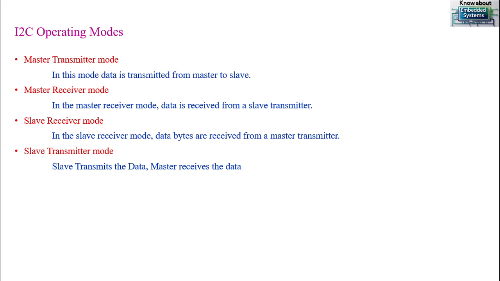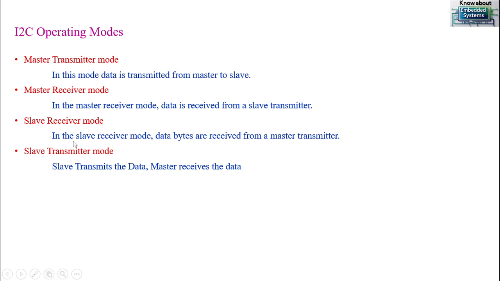So what are the I2C operating modes? Very simple modes are there, very straightforward. In I2C, we can configure I2C in 4 different operating modes. I2C as a master transmission mode. In the master transmission mode, master will transmit data to slave. Then master receive mode. Master receive mode means master will receive the data from the slave transmitter.